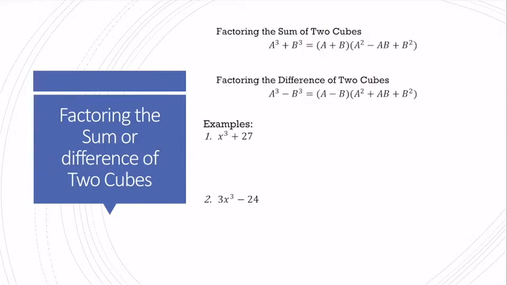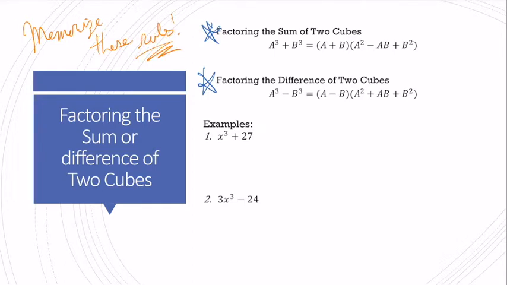I can also have the sum or difference of cubes. These are the two rules you're going to have to memorize. You need to memorize these rules. Okay? So if I have the sum of two cubes, a cubed plus b cubed, that's going to factor to a plus b times a squared minus ab plus b squared.